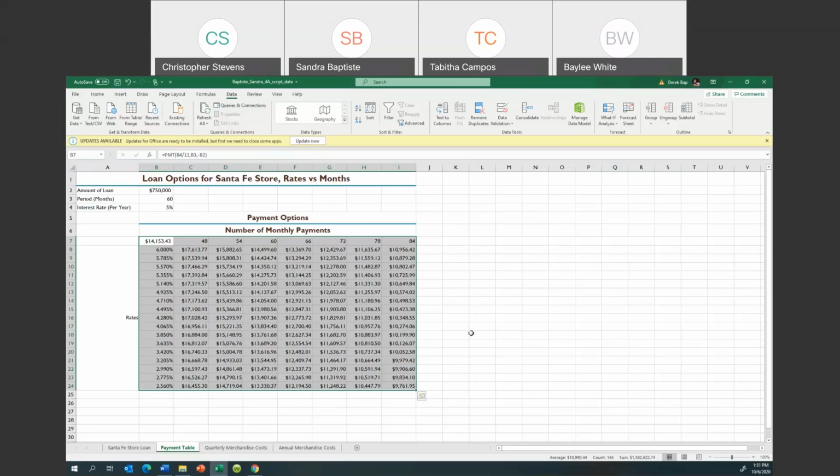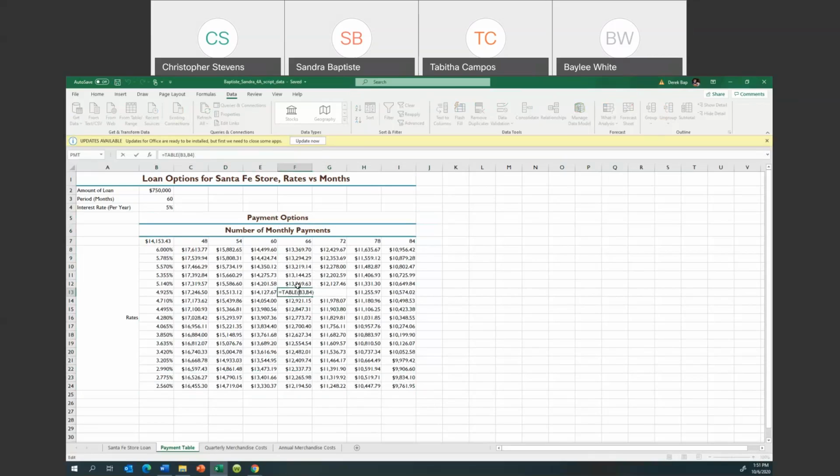Now that we got that taken care of, let's go look at cell F13. Oops. So no, you're good. Just hit escape. You're good.